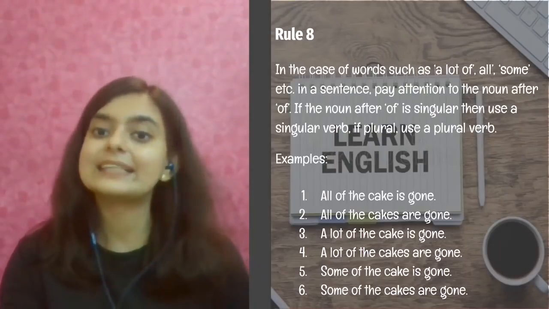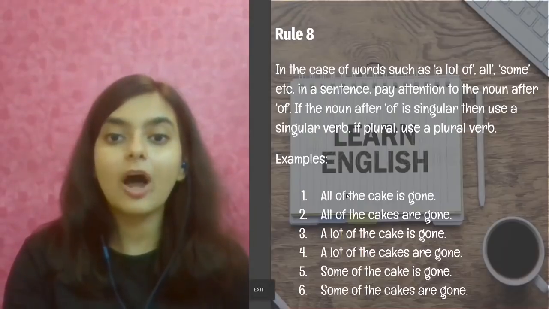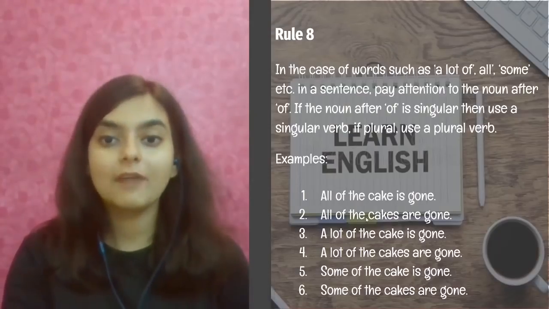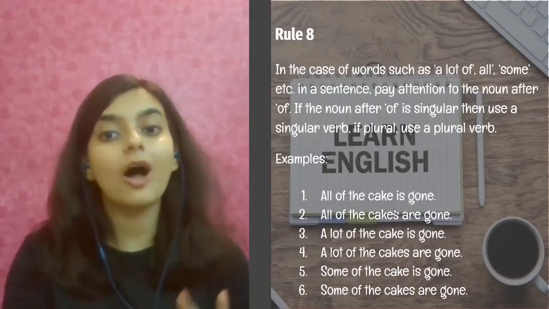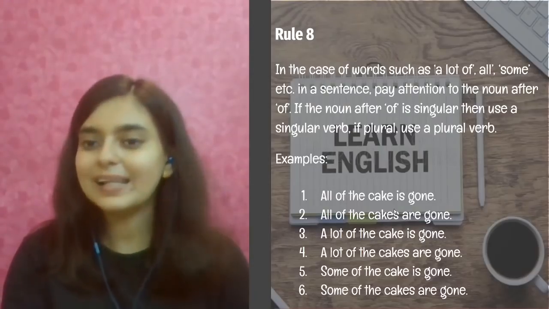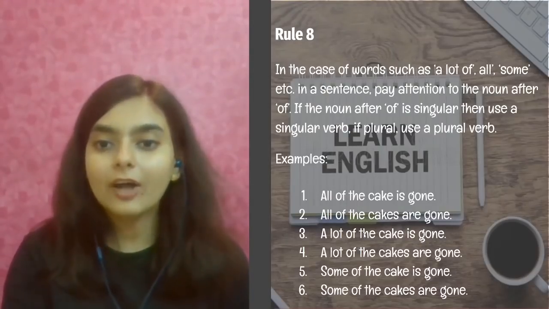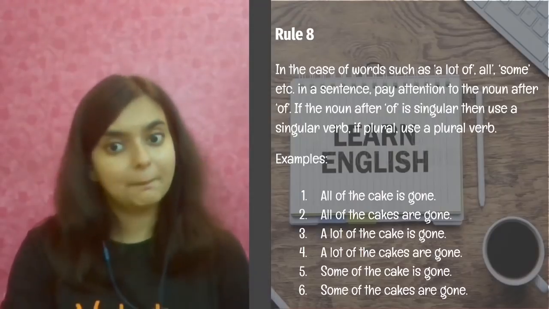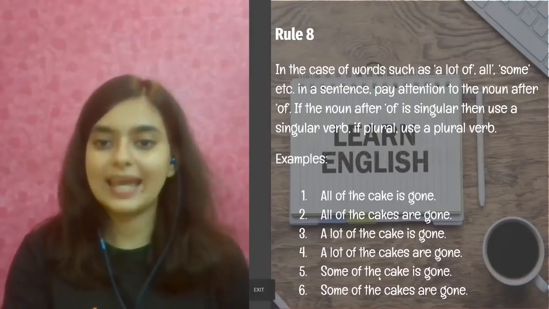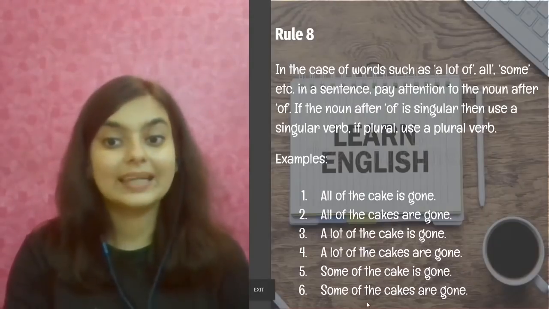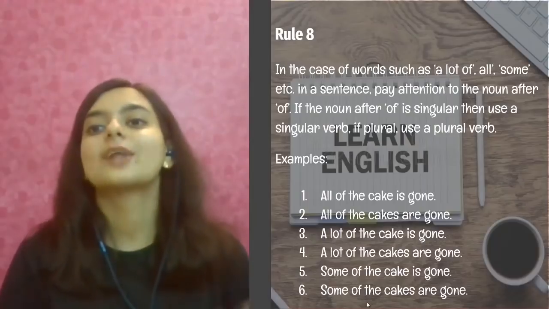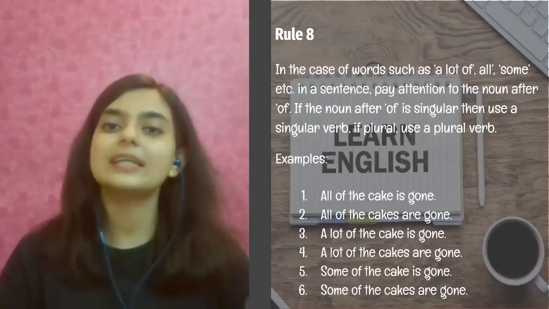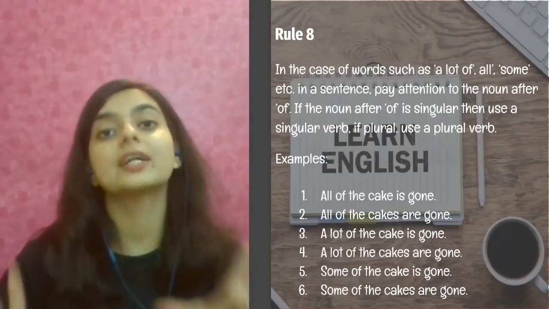All of the cake is gone. So see, the noun after of is cake, singular, so is gone. All of the cakes are gone. Noun after of, cakes, plural. A lot of the cake, singular, is. A lot of the cakes, plural, are. Some of the cake, singular, is. Some of the cakes, plural, are. So a lot of, some, whenever you have these words, always pay attention to the noun after of.